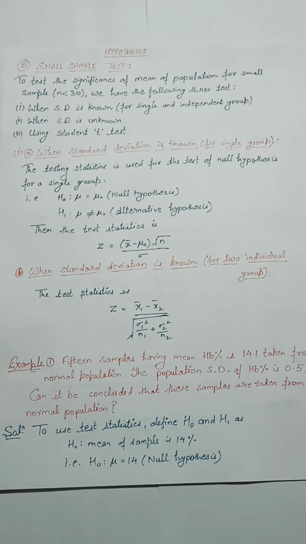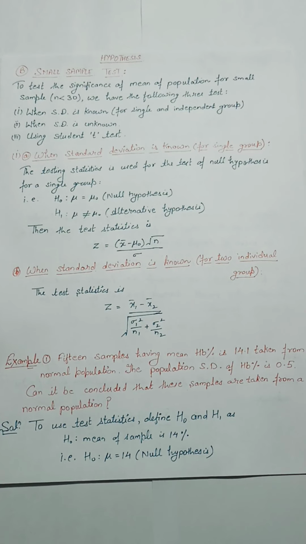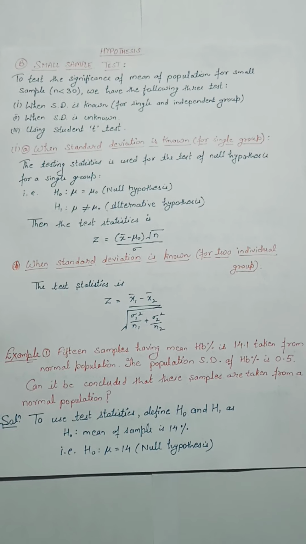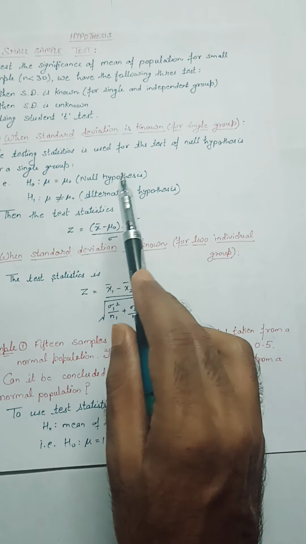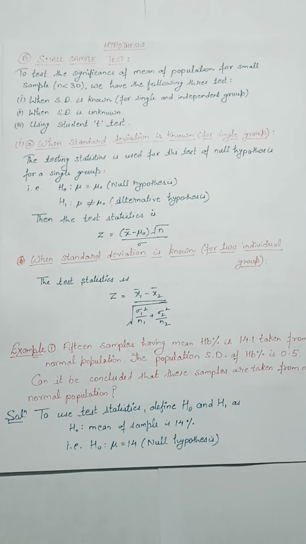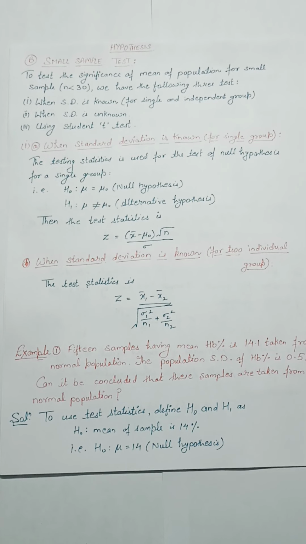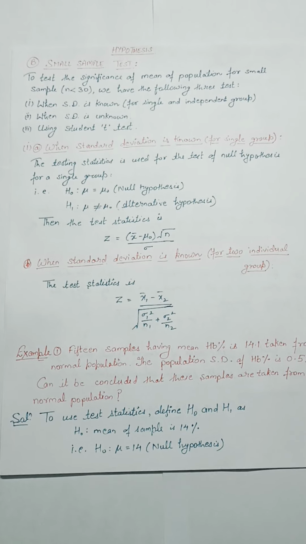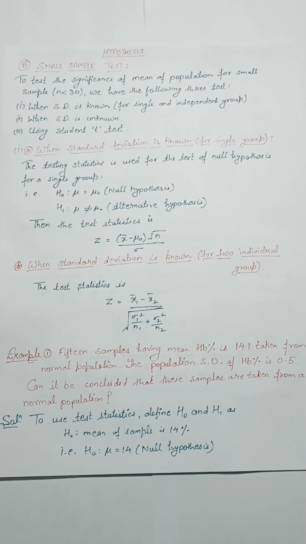First, the test statistic is used for the test of null hypothesis for a single group, which is defined as H0: mu equals mu naught, that is the null hypothesis, and when it is not equal to mu naught, that will be the alternative hypothesis. Then the test statistic is given by z equals (x bar minus mu naught) into root n upon sigma.